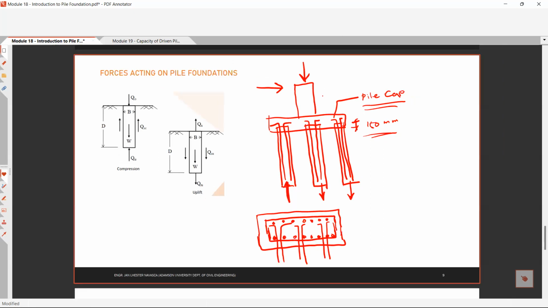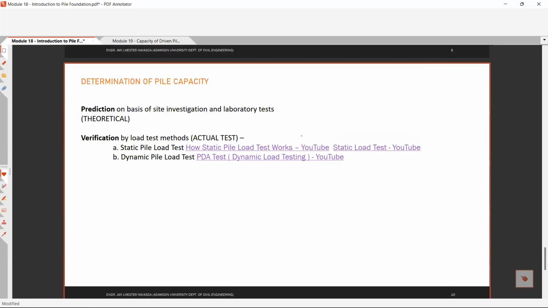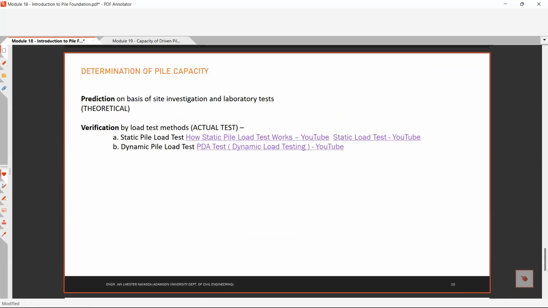Okay? And what is the determination of the pile capacity? We have two verification of the capacity of the piles. Number one is based on prediction or yung theoretical. And number two is yung verification. Yung prediction is based on the site investigation and laboratory tests or yung formulas na pwede natin gamitin for predicting the theoretical capacity.